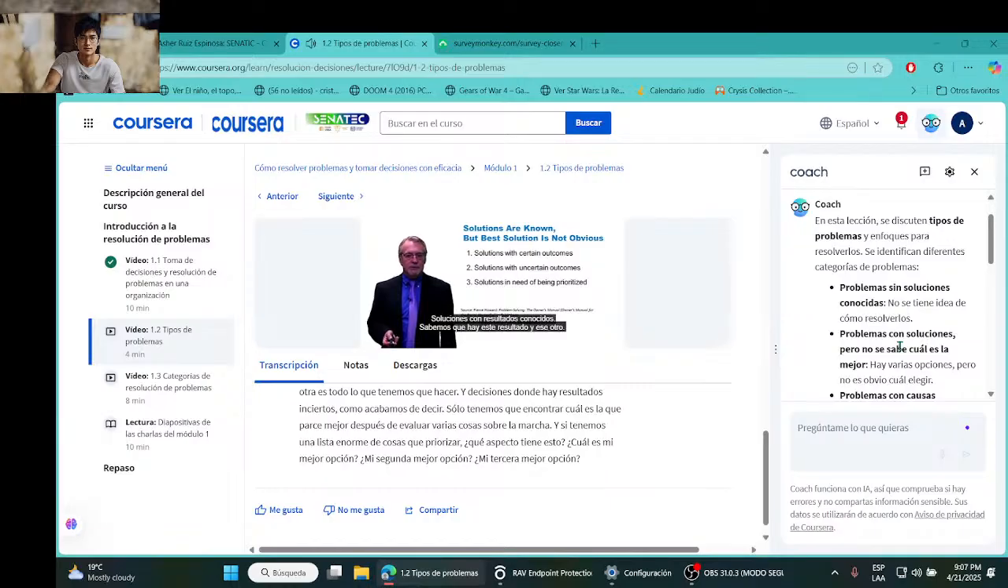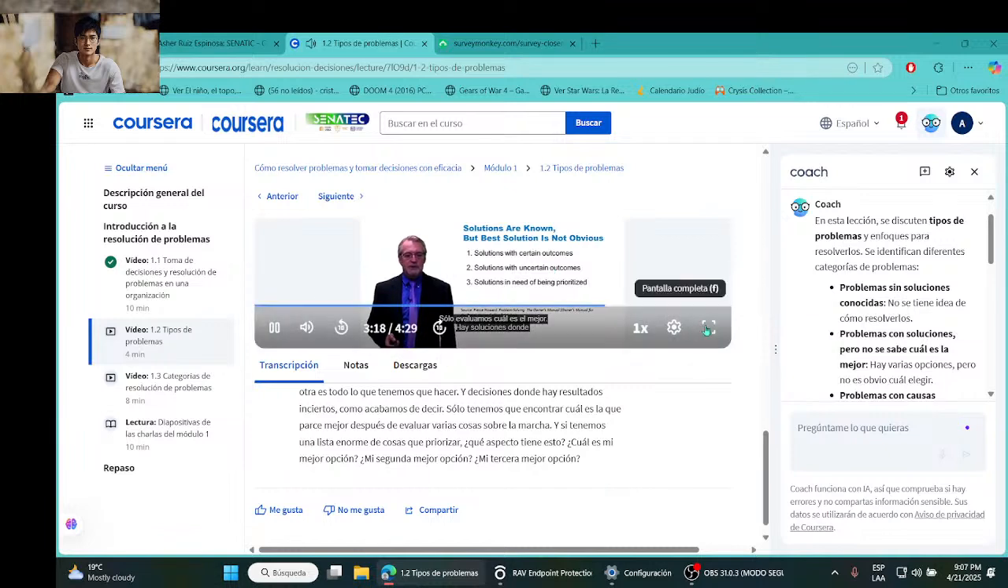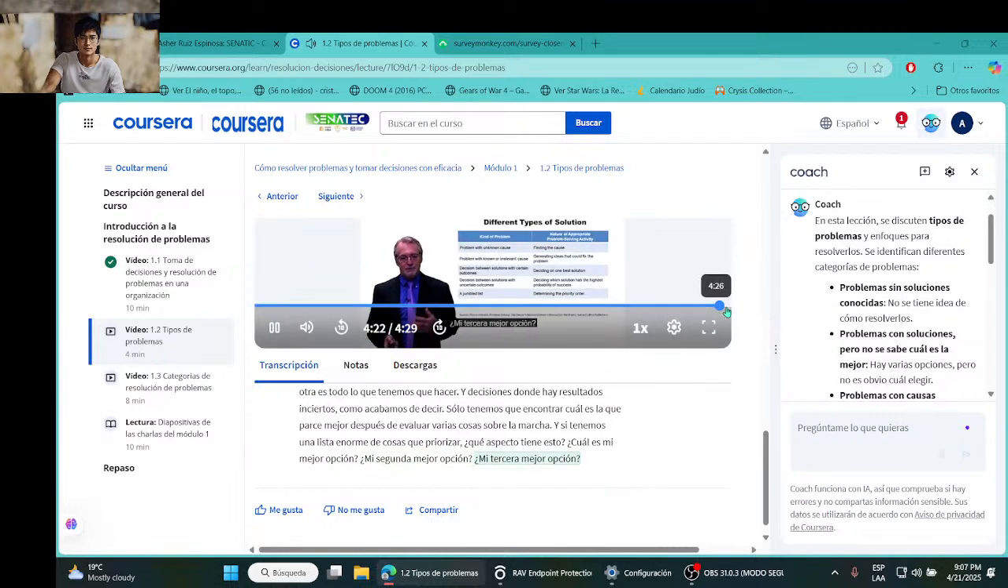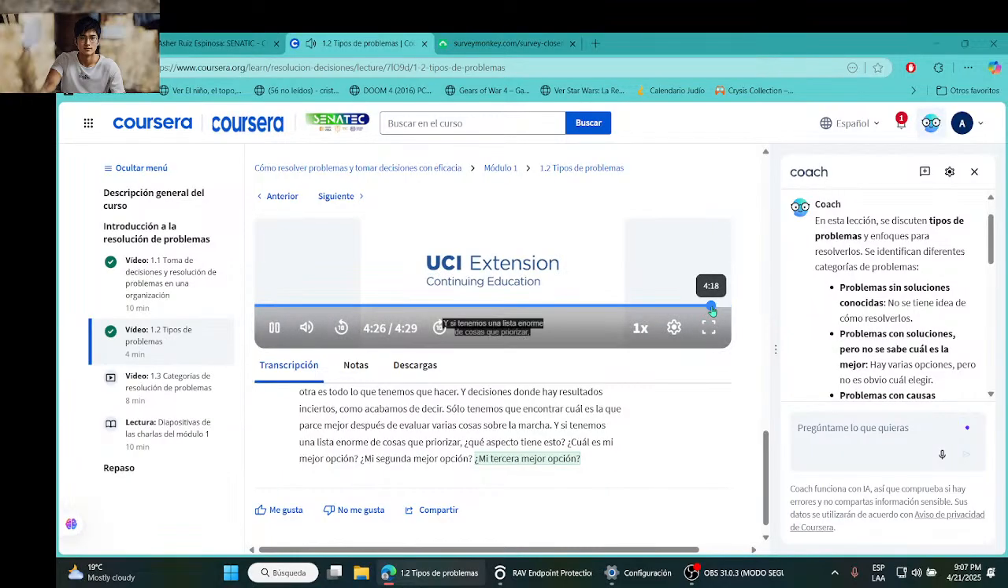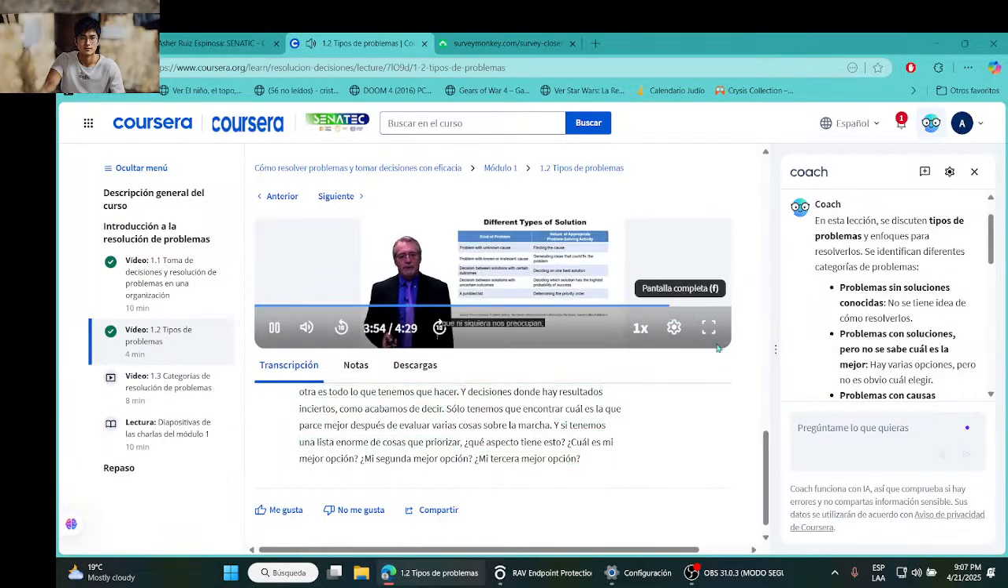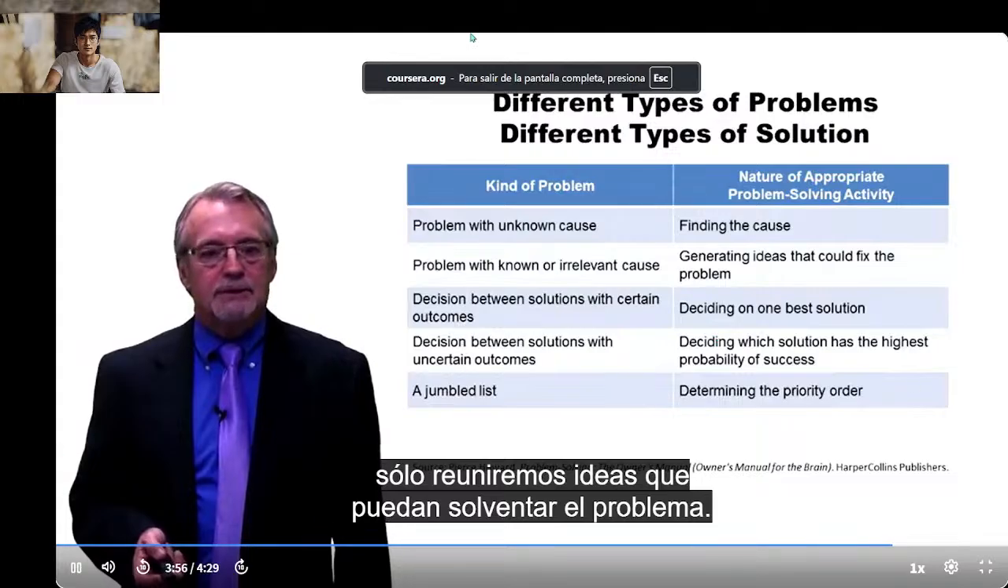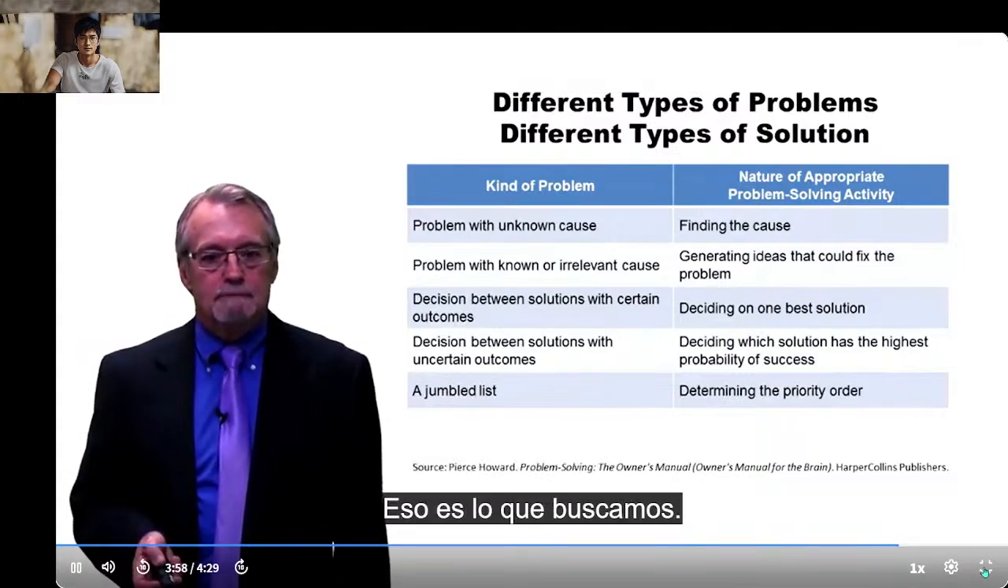Solutions with certain outcomes. We know that there's this outcome, that outcome. We just evaluate which one is the best. And solutions, second best choice, my third best choice. Prioritize. We just gather ideas that can fix the problem. That's what we're looking for there.